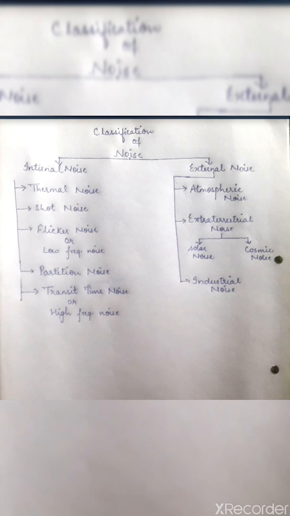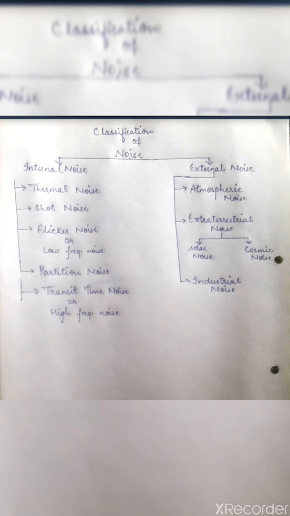Now, the first part of internal noise is thermal noise, or Johnson noise. We also call thermal noise Johnson noise or white noise. It is the random noise which is generated in a resistor or the resistive component of a complex impedance due to rapid and random motion of the molecules, atoms, and electrons.